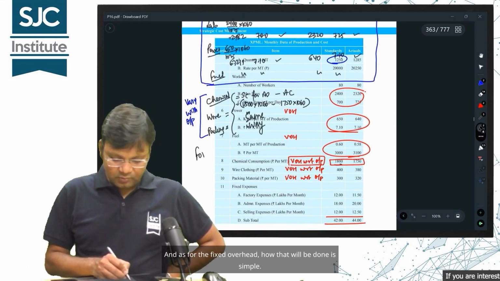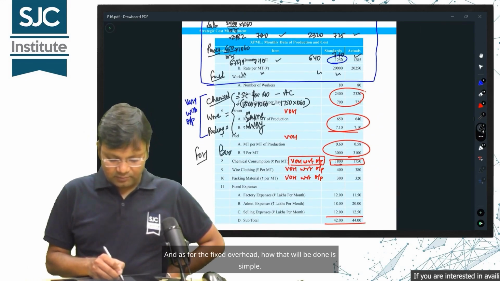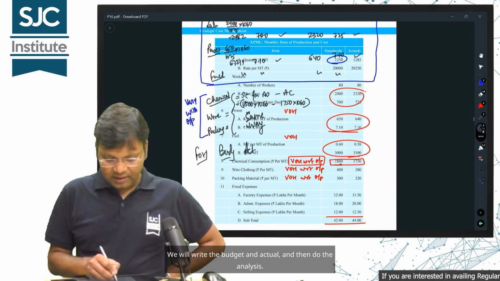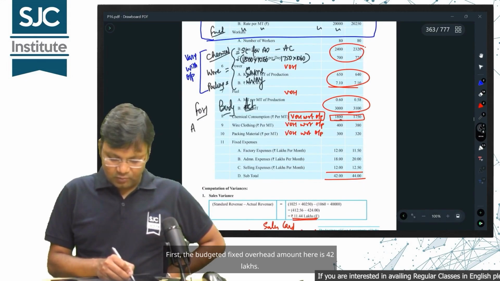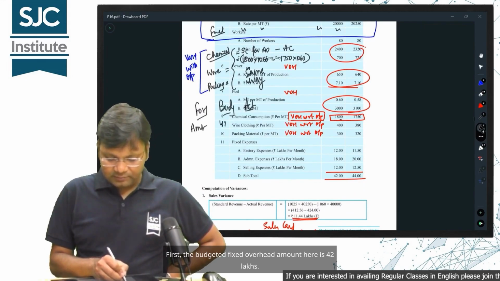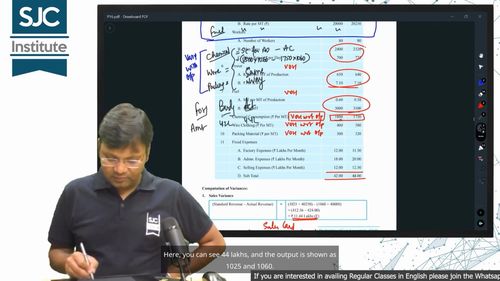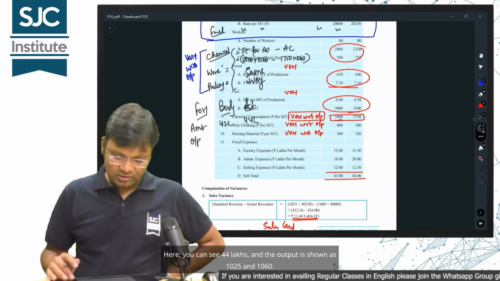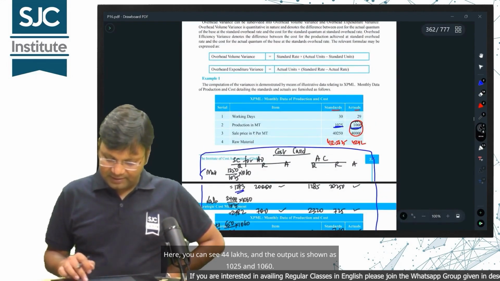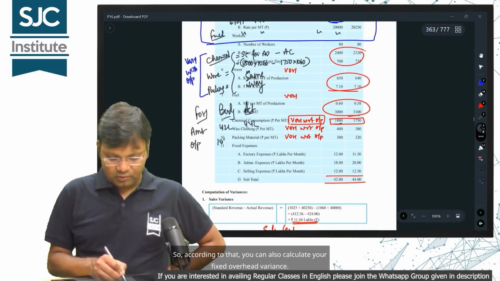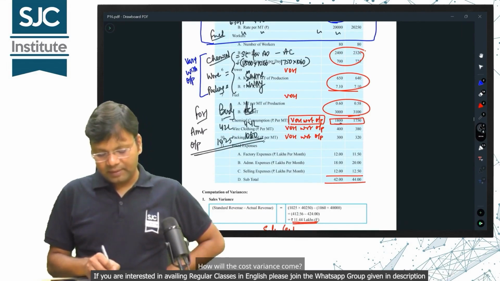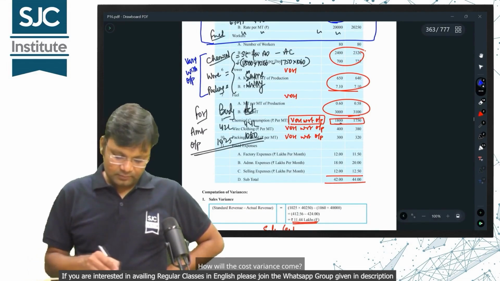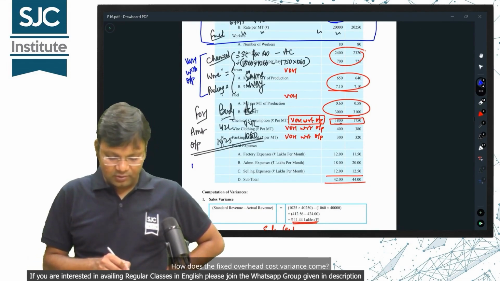And as for the fixed overhead, how that will be done is simple. We will write the budget and actual and then do the analysis. First, the budgeted fixed overhead amount here is 42 lakhs. Here, you can see 44 lakhs and the output is shown as 1025 and 1060. So, according to that, you can also calculate your fixed overhead variance. How will the cost variance come? How does the fixed overhead cost variance come?